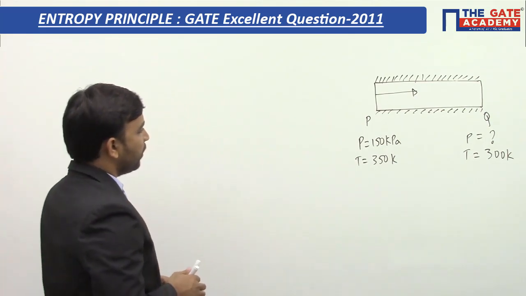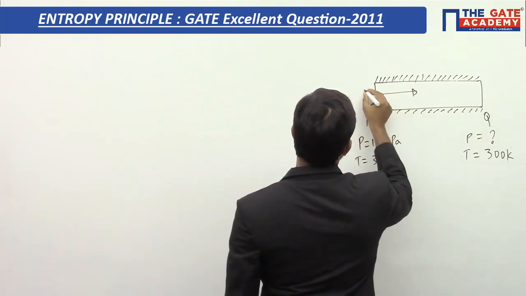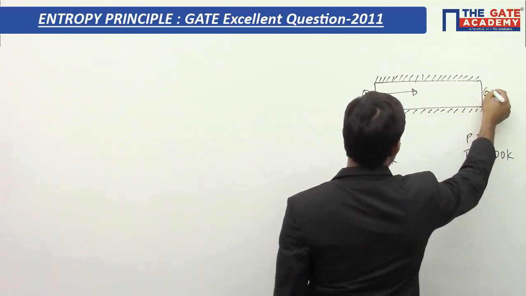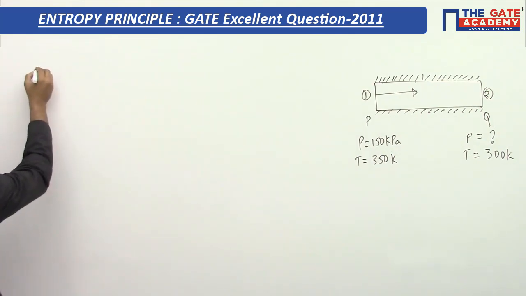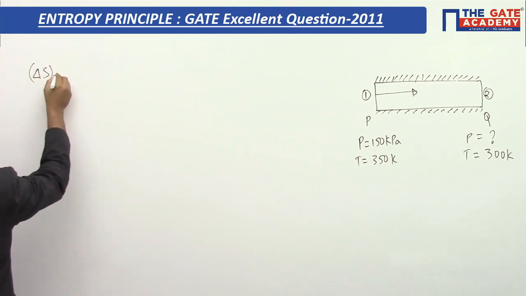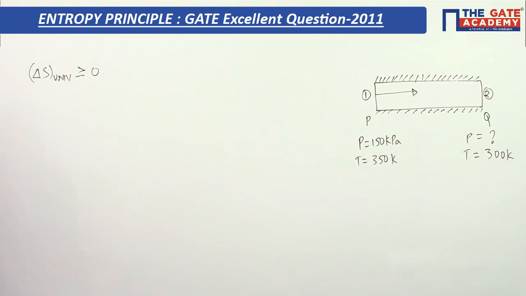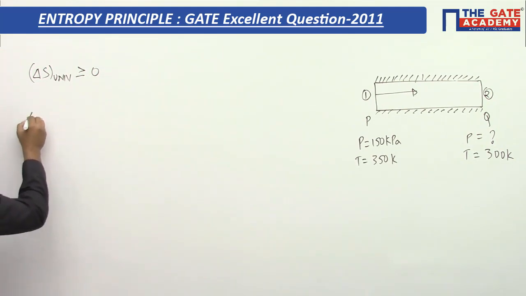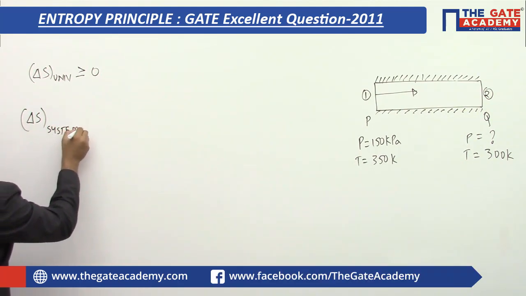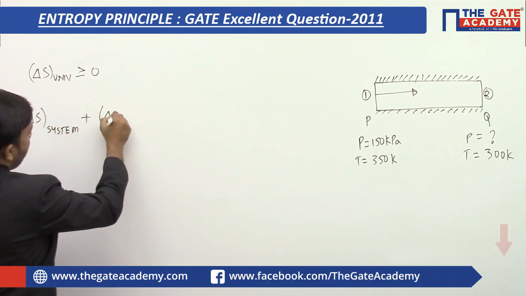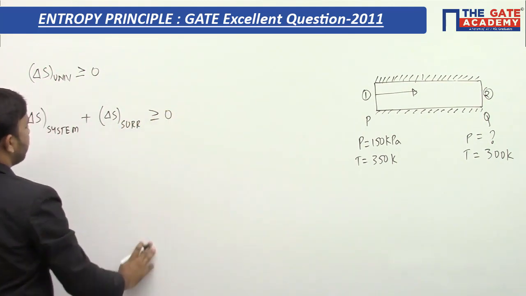Okay. So in the question he is saying that air has to flow from station P to station Q. I am assuming this is station 1 and this is station 2. Since it has to flow from station P to station Q, and I told you that change in entropy of the universe must be greater than or equal to zero for a process to occur. Change in entropy of the universe is nothing but change in entropy of system plus change in entropy of surroundings. This must be greater than or equal to zero.